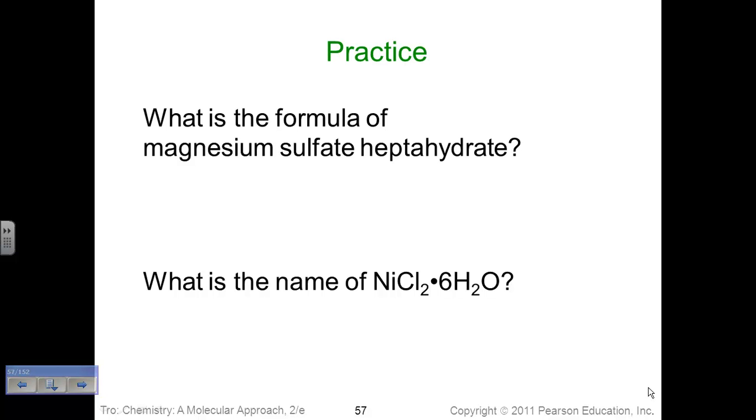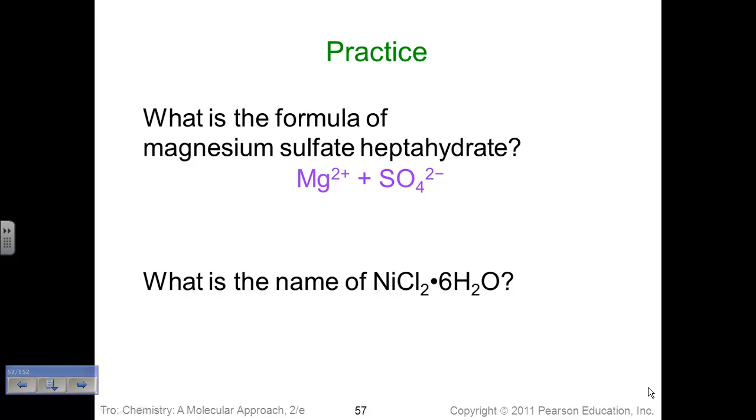Magnesium sulfate heptahydrate. Take every word and turn it into a symbol. Just go slowly until you get the practice. Magnesium. Look at your periodic table. Magnesium is an element found on a periodic table. It's number 12. What is the symbol for magnesium? Do you see it? It's Mg.